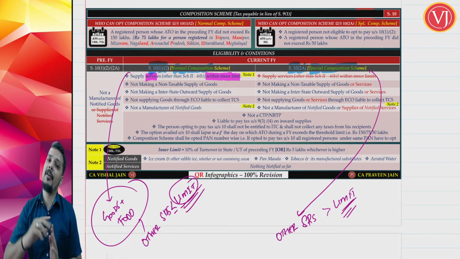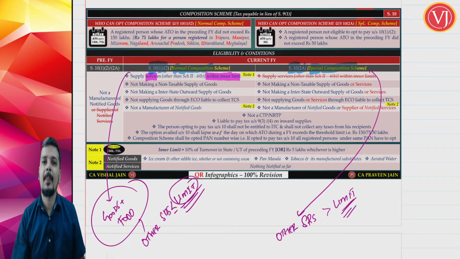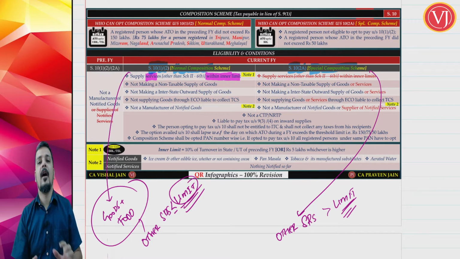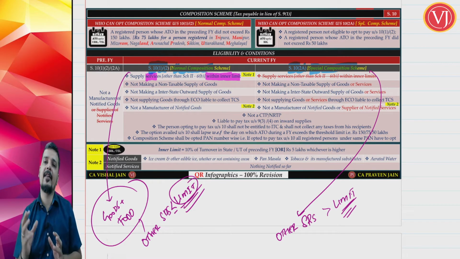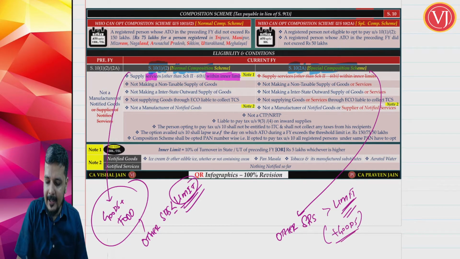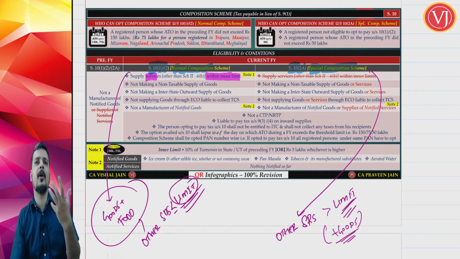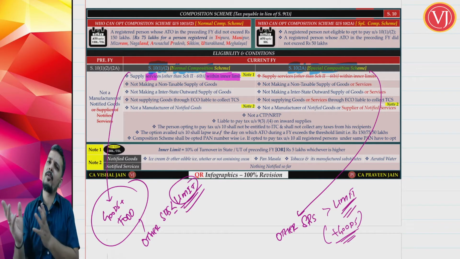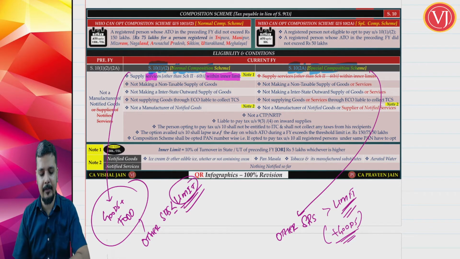We'll discuss. But when you talk about your special composition scheme, it is other services basically, where other services is more than the limit. Can goods be there? Yes, goods can also be there. The only criteria that you have to check is whether other services is beyond the limit. A small portion of goods can even be there. So it is highly possible.